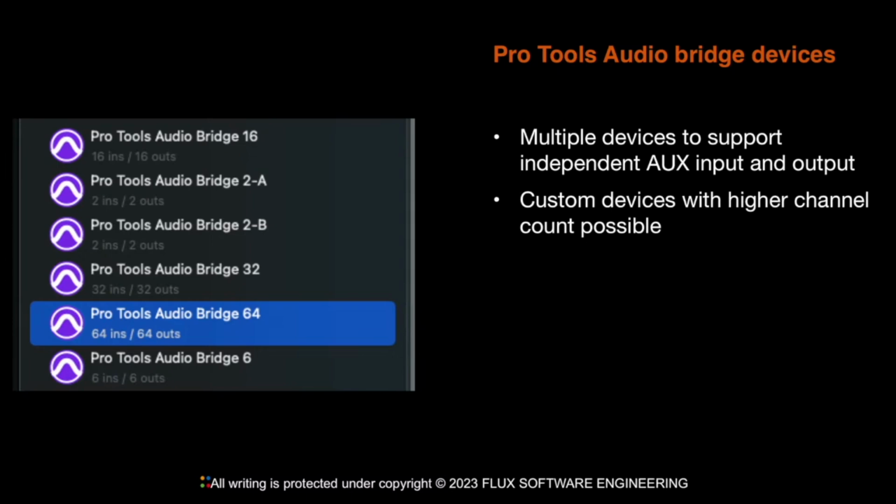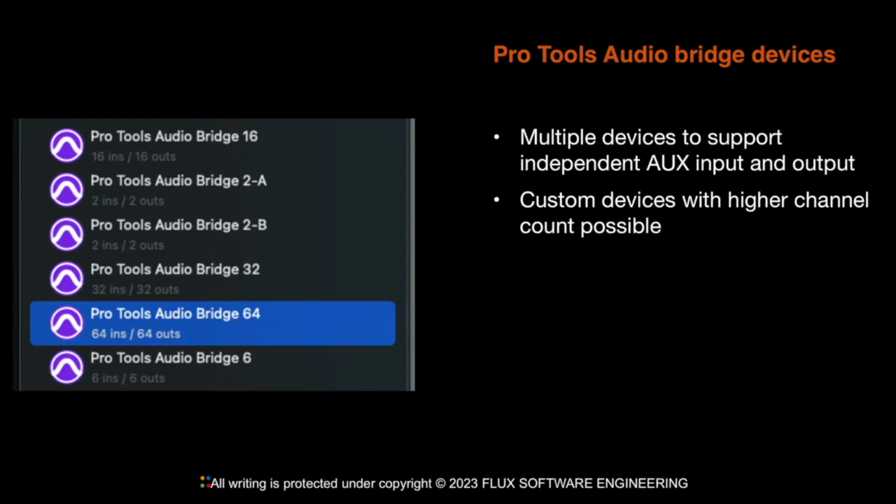Now, yes, there are our bridges. So multiple actual devices to support independent inputs and outputs. Because the thing with bridges is if you have only one bridge device, when you send on the output, it comes back on the input. It's dangerous for feedback, that's for sure. So what they've actually done is they created multiple of these audio bridge devices. You see two versions of a 2-channel, a 6, a 16, a 32, and a 64. We'll be using the 32 and the 64 today.